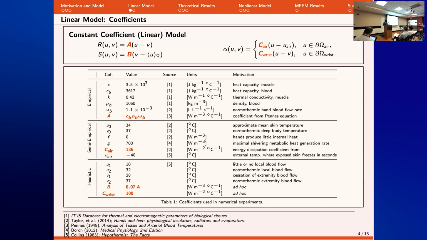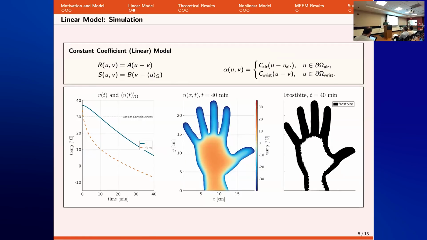And lastly, I will point out that for the coefficient B that is measuring the strength of the coupling on the ODE side, we know that the hands have about 7% of the total blood volume, so I used 0.07 for the strength of that coupling. Now, all that said, here's the result when you do this model.